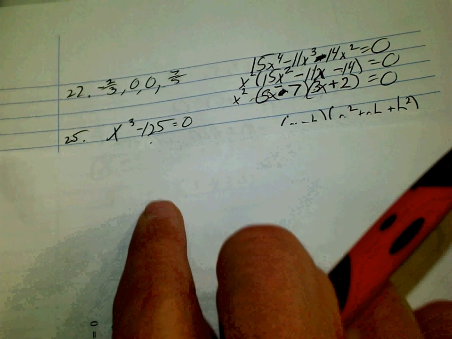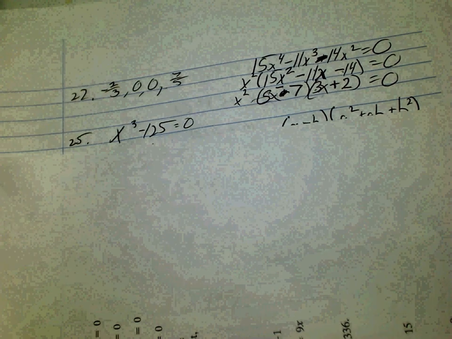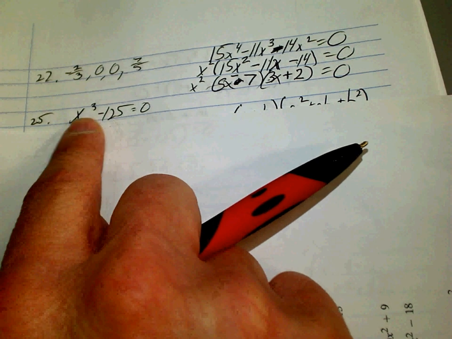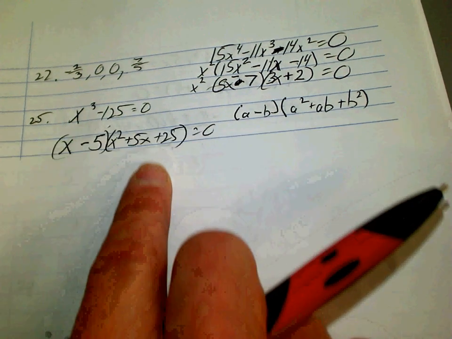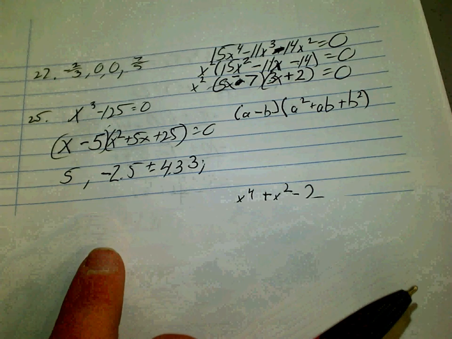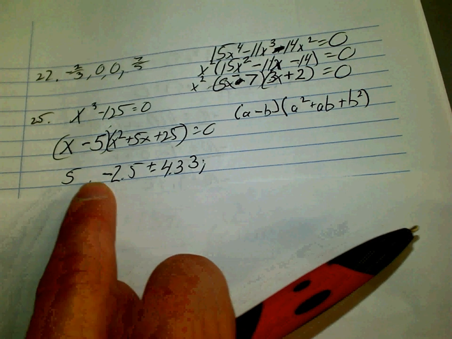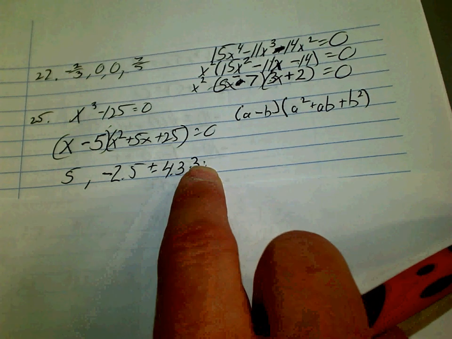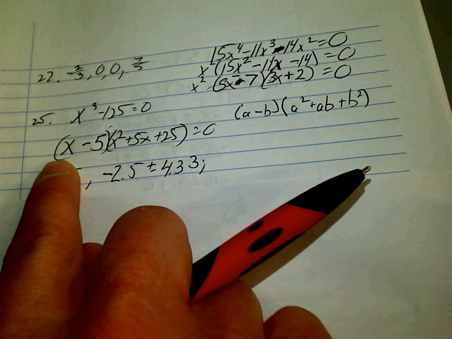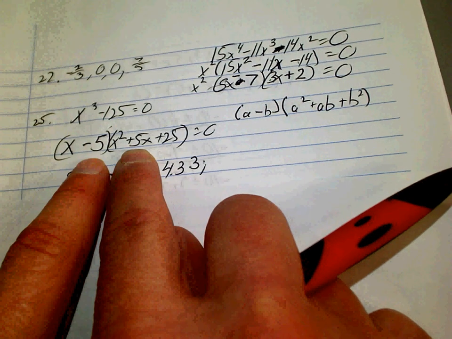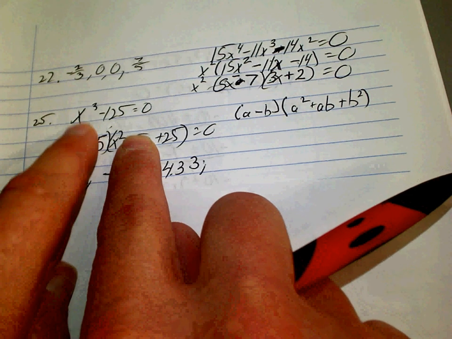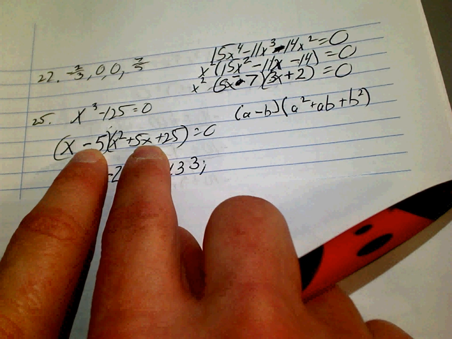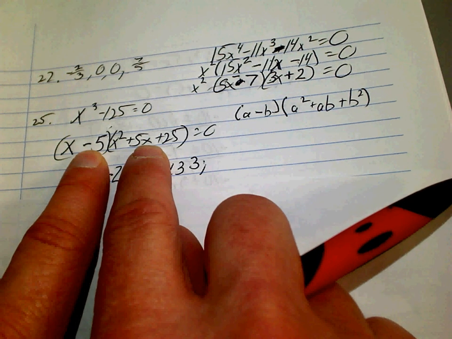Number 25, the instructions say to factor. If we just find the solutions of 25, you would get 5 and negative 2.5 plus or minus 4.33i. If you factored it, this would be your factors right here. This is a difference of cubes, and you could factor it into those two based on the formula. That formula right there.